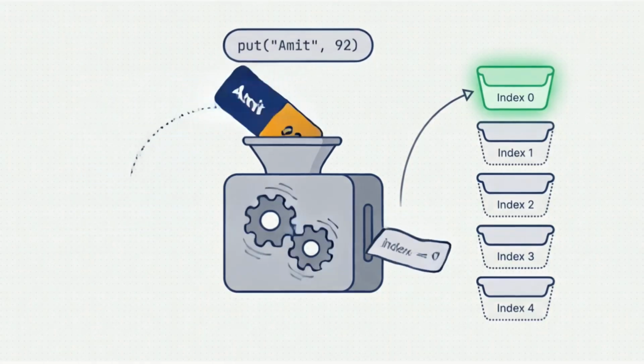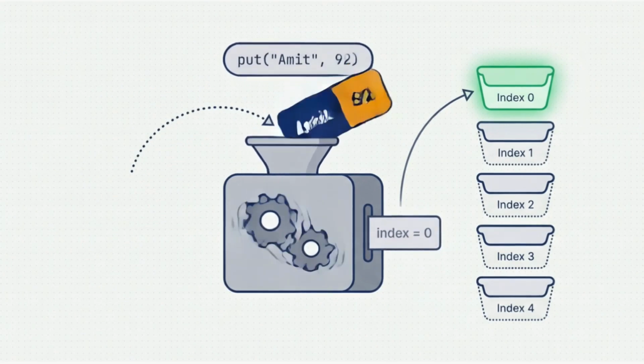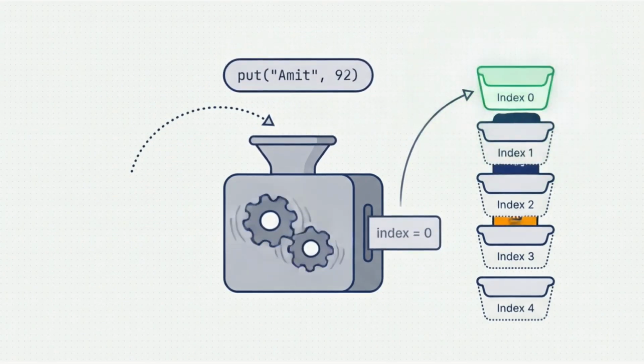Let's insert our first entry. Put Amit 92. Step 1. The key goes through the hash function. Step 2. We get index 0. Step 3. The entire key value pair is stored in bucket 0. Notice we store both the key and the value. That detail matters later. That's insertion.